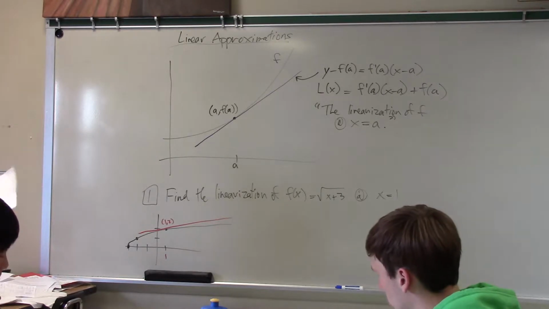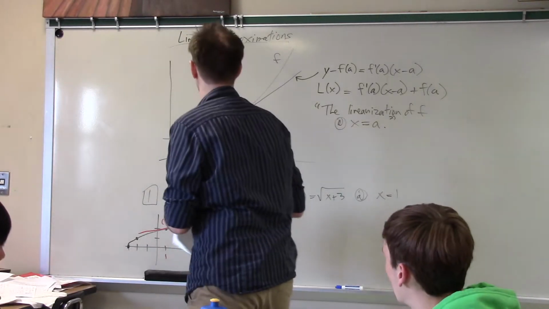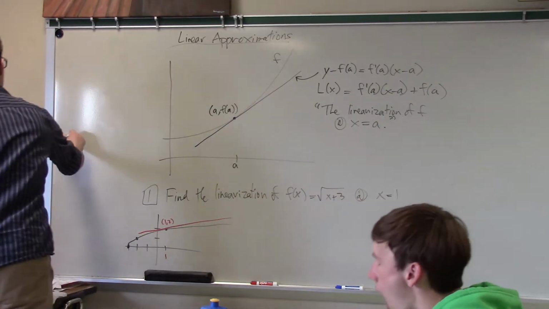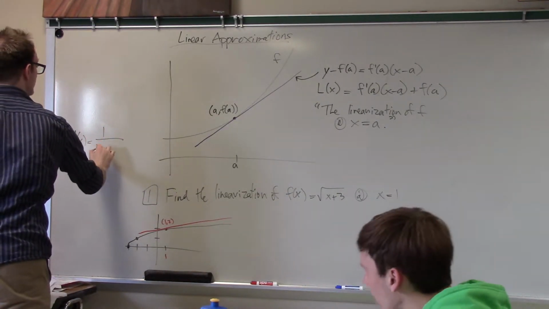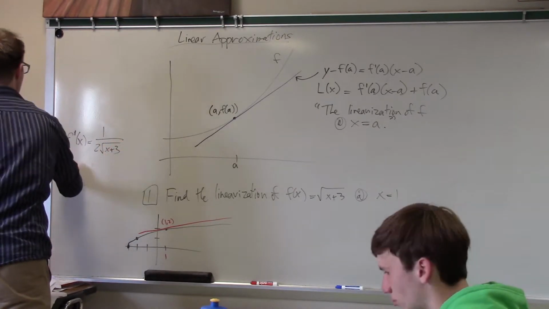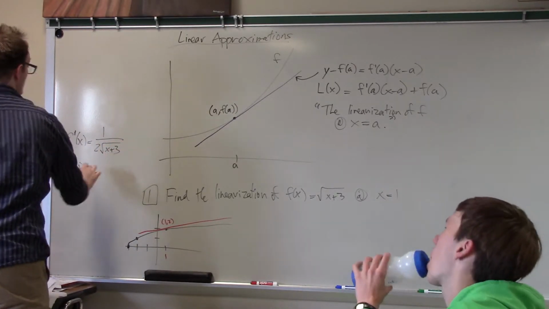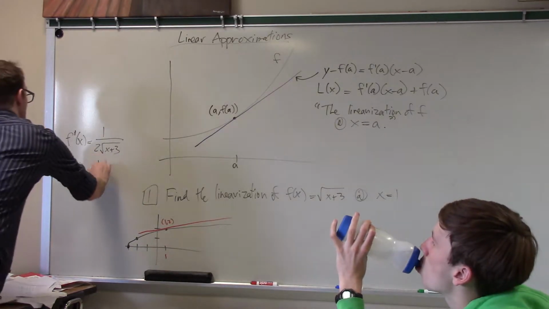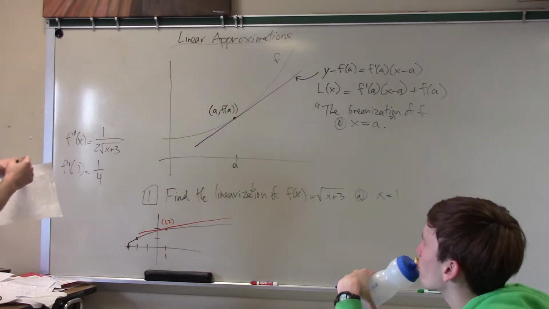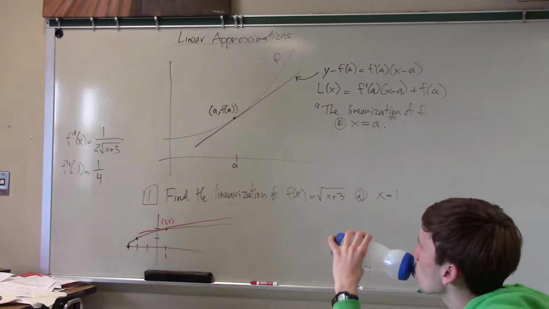So what is the derivative of this function? Well, I just have to do some math. This is all on camera, I hope. The derivative of this function is 1 over 2 root x plus 3. And so f prime of 1 is 1/4, yeah? Okay, so if this is 1/4, does it look like the slope of that red line is 1/4? Looks like it to me.